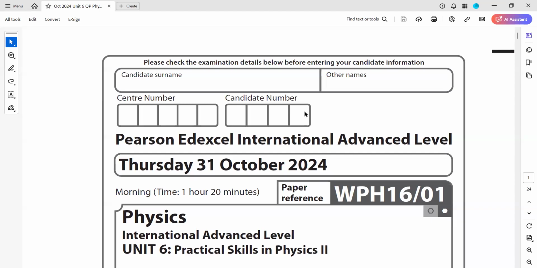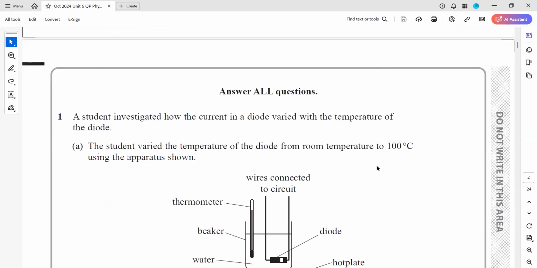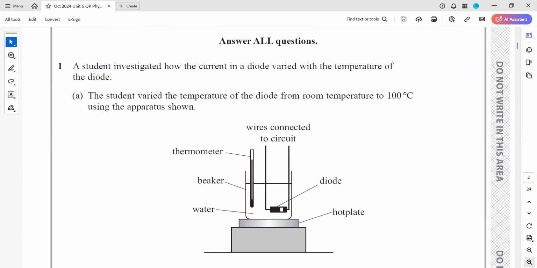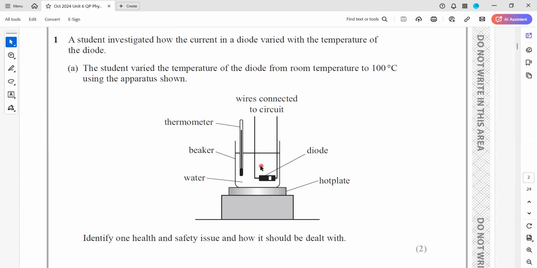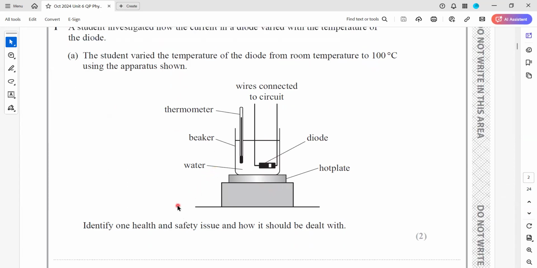This is October 2024, Unit 6. In the question, a student investigated how the current in a diode varies with the temperature. The student varied the temperature of a diode from room temperature to 100 using the apparatus shown: a hot plate, water, a diode, a beaker, and a thermometer. Identify one health and safety issue and how it should be dealt with.